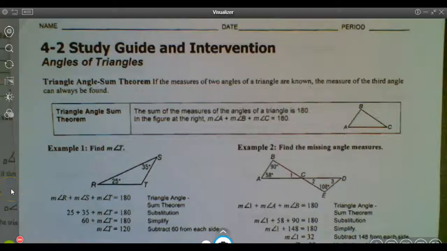Alright guys, section 4.2, we're going to get now some properties of triangles, and then we're going to be using those properties to solve for some missing pieces. So the first one that we're going to get is something called the triangle sum theorem.